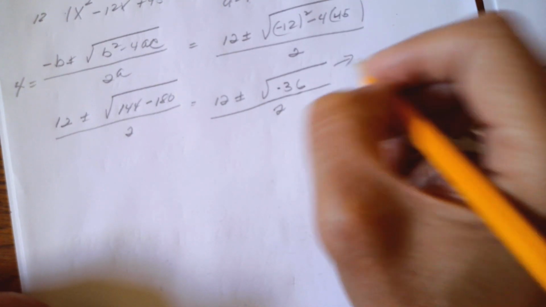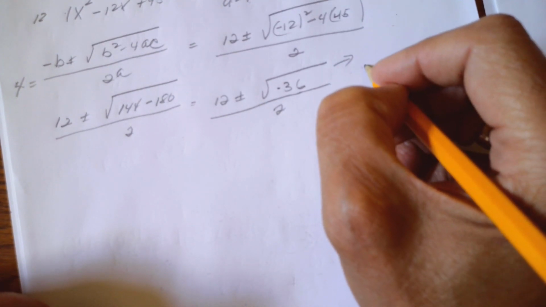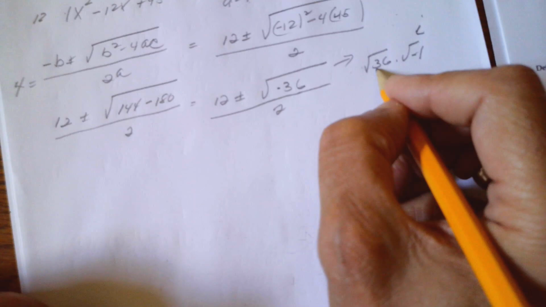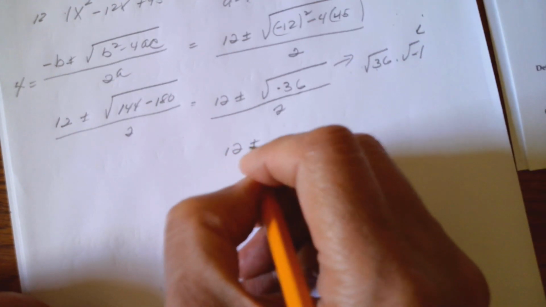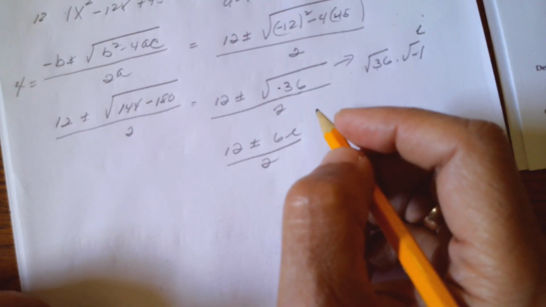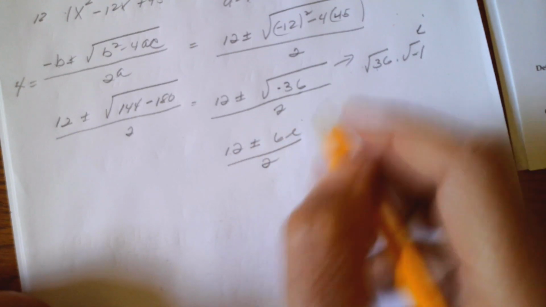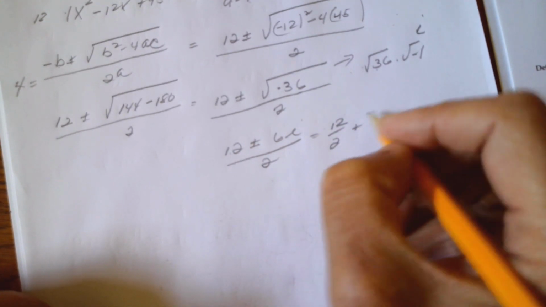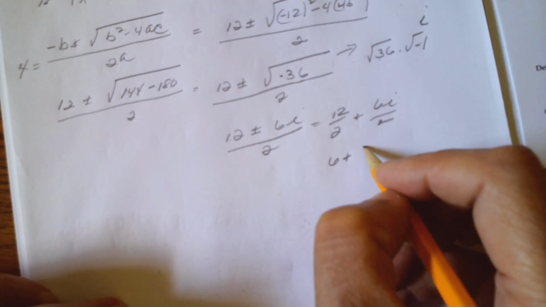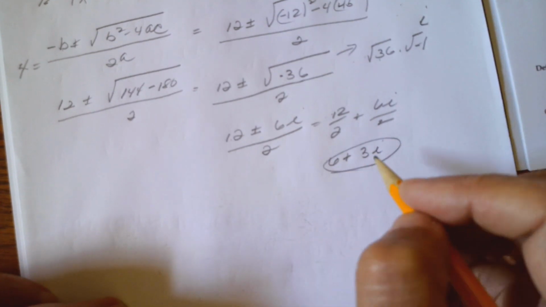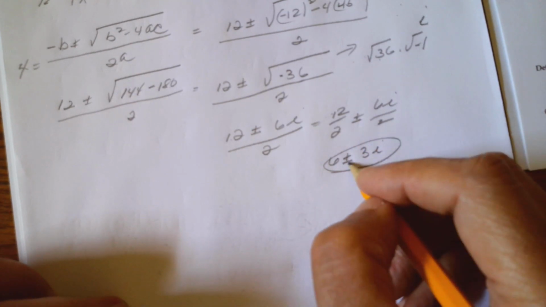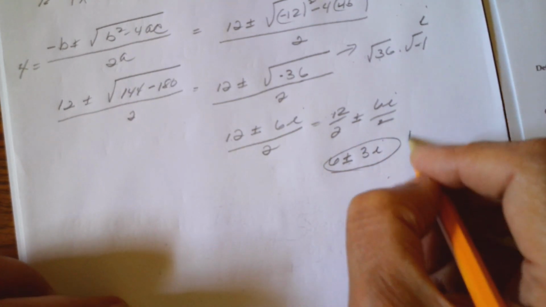Now I can write negative 36 as the square root of 36 times the square root of negative 1, which is letter i. Square root of 36, well that's just 6. 12 plus or minus 6i over 2. Now canceling the 2 with all of the terms, 2 into 12, well I can write it this way: 12 over 2 plus 6i over 2. 12 divided by 2 is 6. 6i divided by 2 is 3i. 6 plus 3i. In fact, it should be a plus or minus. Plus or minus. And that is, I believe, letter B.